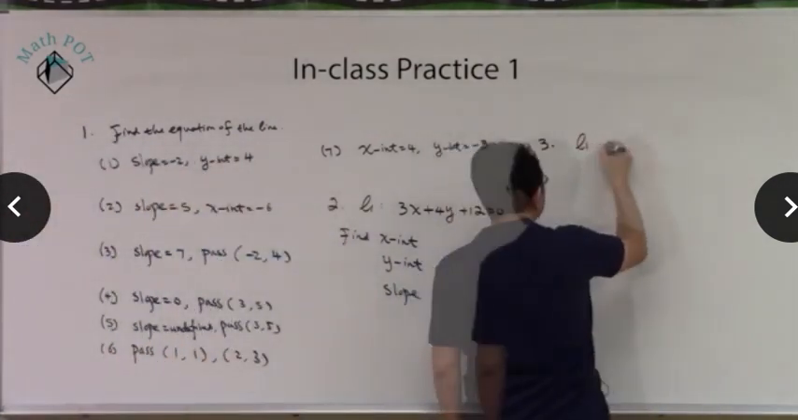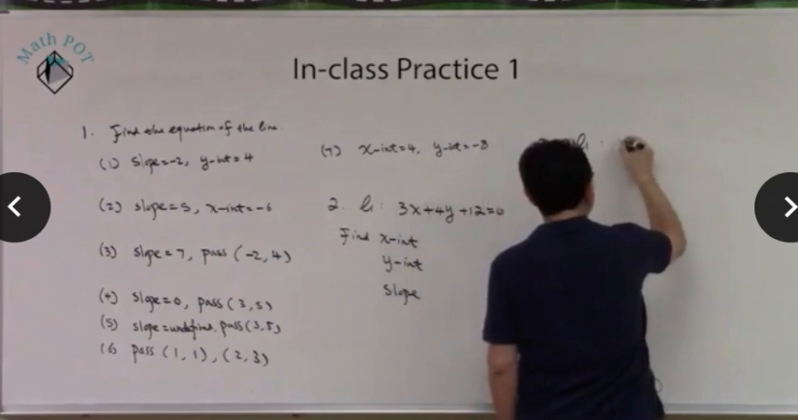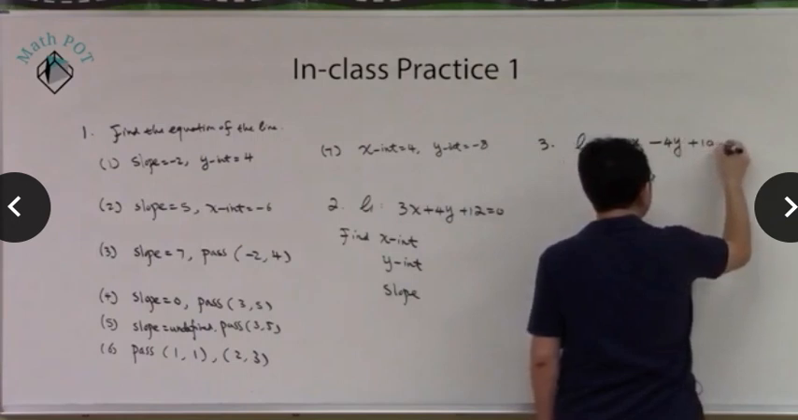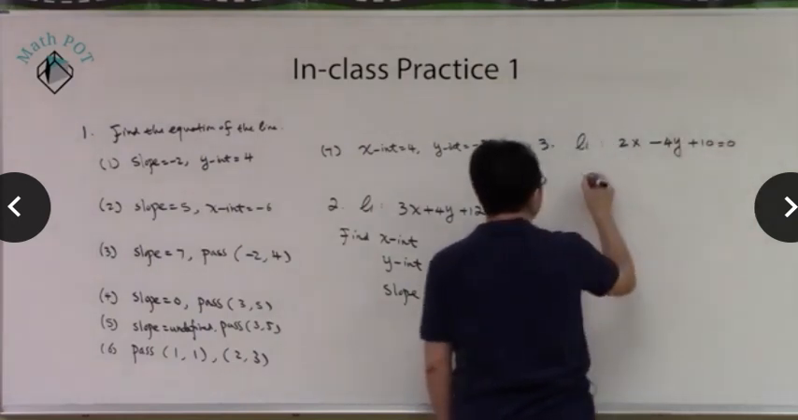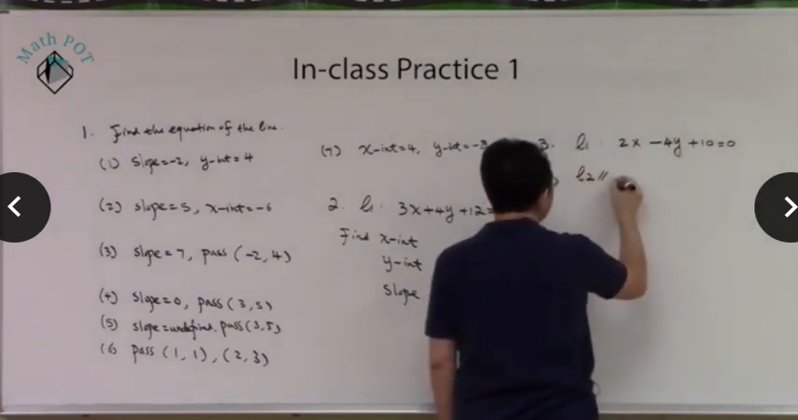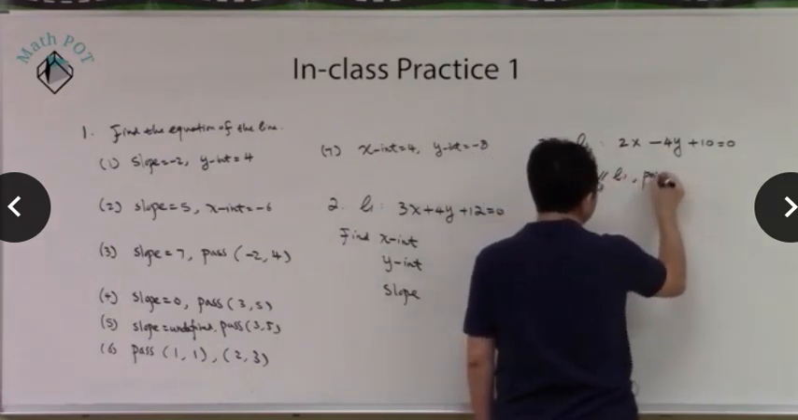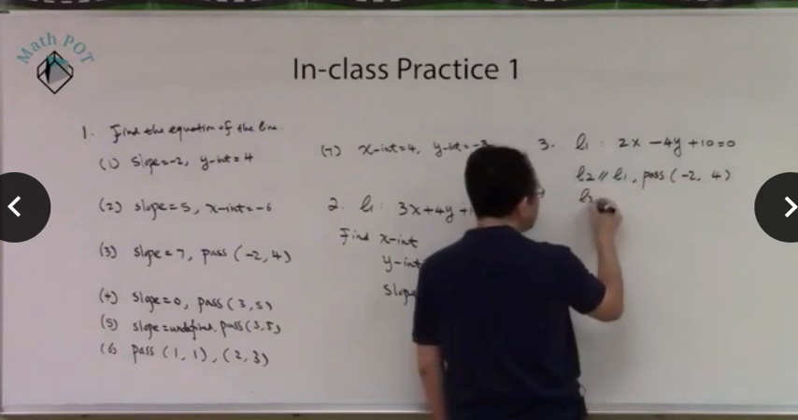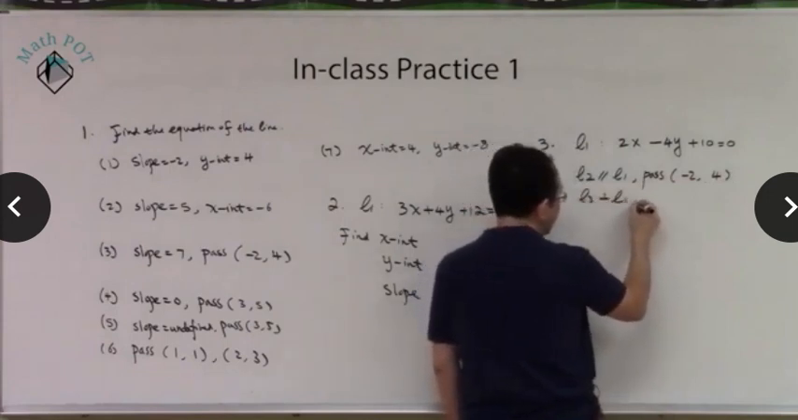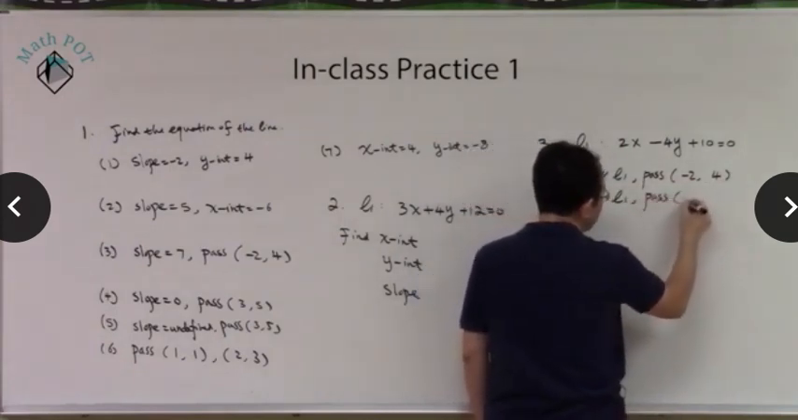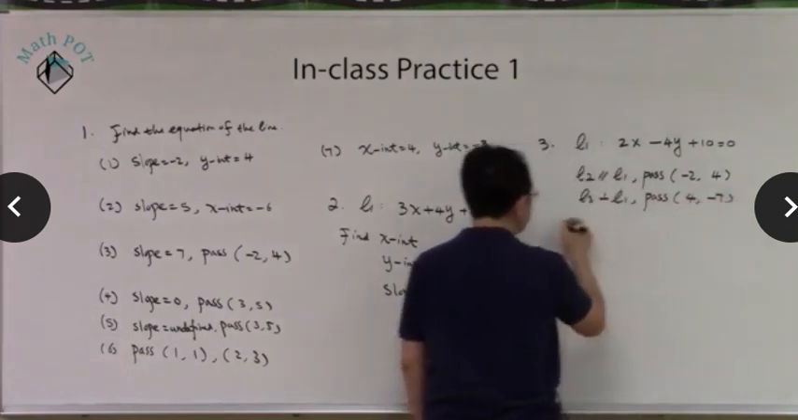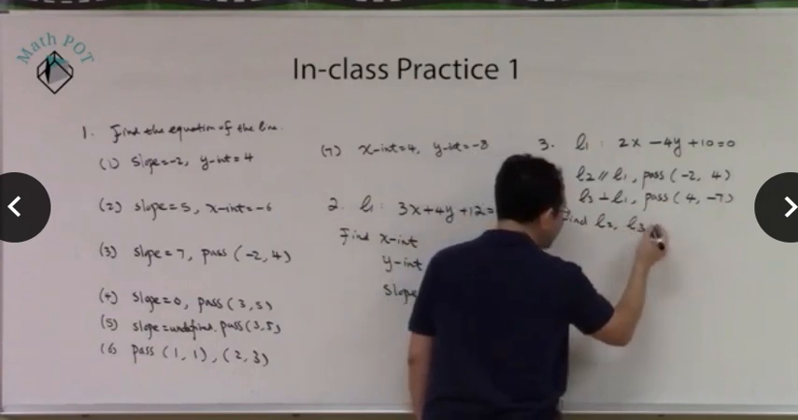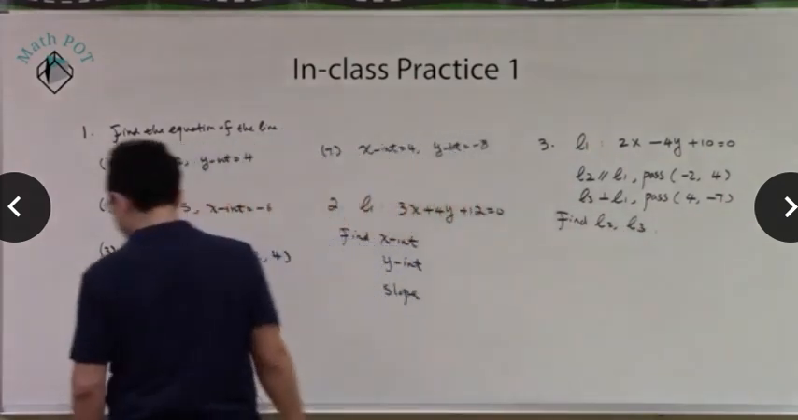We have L1 given to be 2x minus 4y plus 10 equals 0. L2 is parallel to L1 and passes through the point -2 and 4. Another one, L3 is perpendicular to L1 and passes through 4 and -7. Try to figure out the equation of the line for L2 and L3. That is another super important problem.